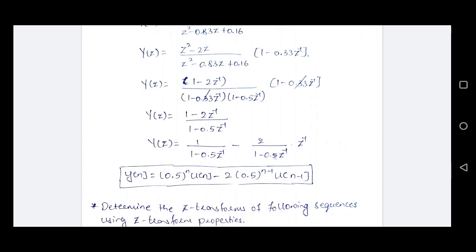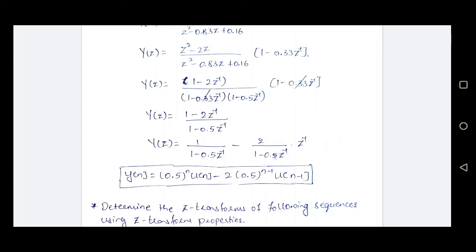y[n] will be equal to 0.5^n u[n] minus 2 times 0.5^(n-1) u[n-1]. The u[n-1] is because we have the z^-1 term. And to write 0.5^n u[n], we get to know the region of convergence, whether it will be a right-sided sequence or left-sided sequence, by the nature of the system.